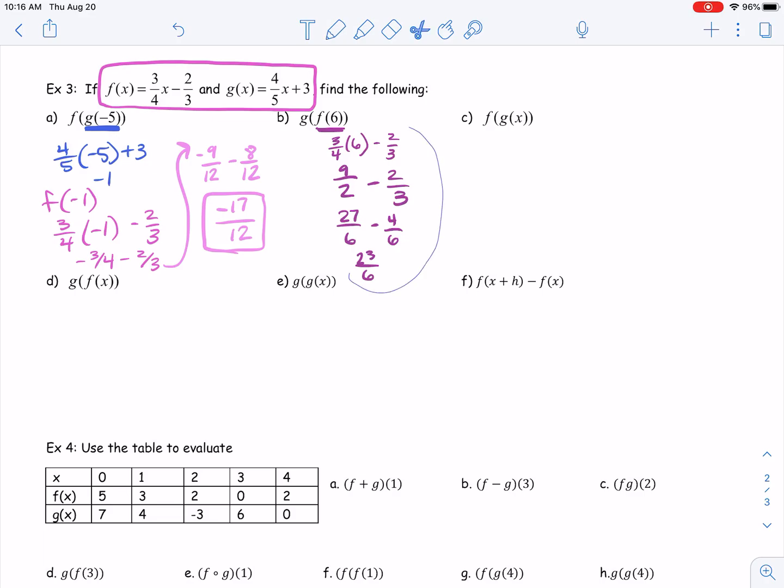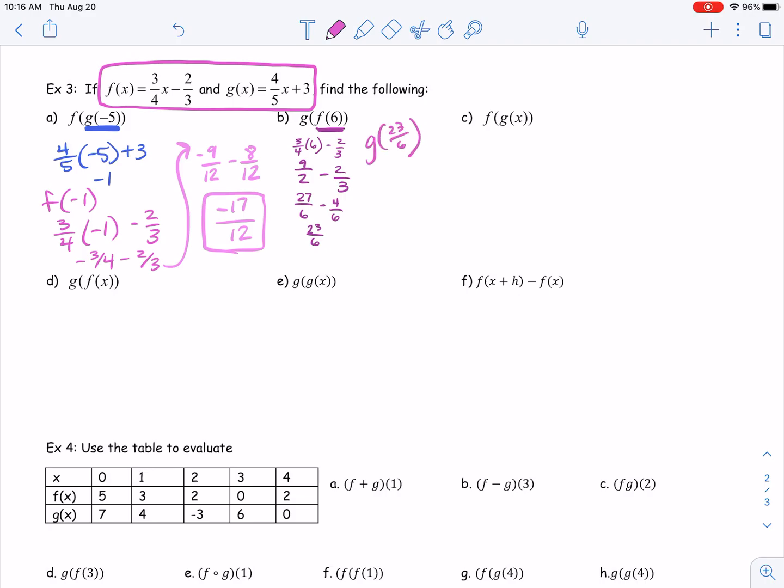So let me go ahead and make all of this kind of smaller so I have room for my other part because I'm not done yet. All right, so now I'm taking g of 23 over 6, plugging that in. So that would be 4 over 5 times 23 over 6 plus 3. I know that gets a little ugly, but when you multiply fractions, you can multiply top times top and bottom times bottom. You might have to take out your calculator, but this is going to give us 92 over 30 plus 3.